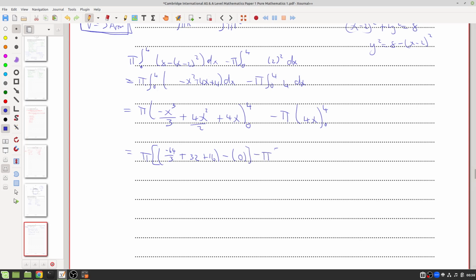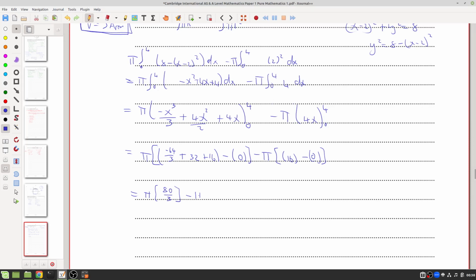Minus pi over here. Let's first substitute in the 4. 4 times 4 is 16. Minus, and substitute in 0. 4 times 0 is 0. So that gives us pi times. So here, let's put everything over 3. So 32 plus 16 is 48. 48 times 3 is 144. 144 minus 64 is 80. So 80 over 3.